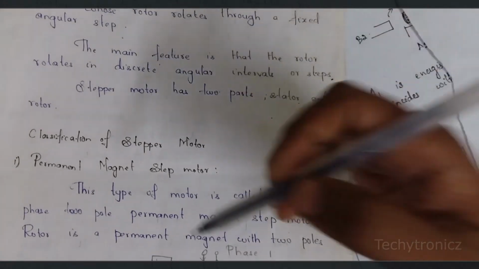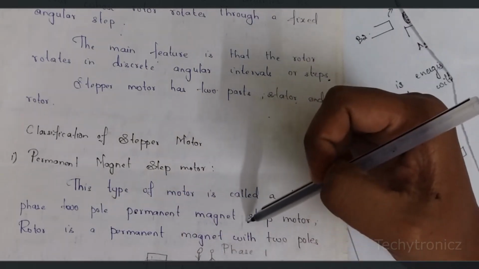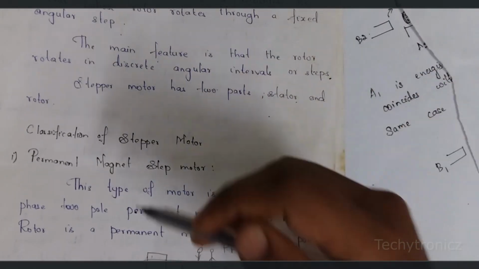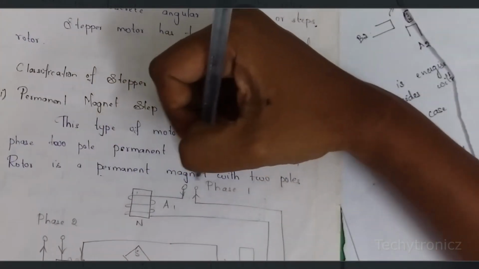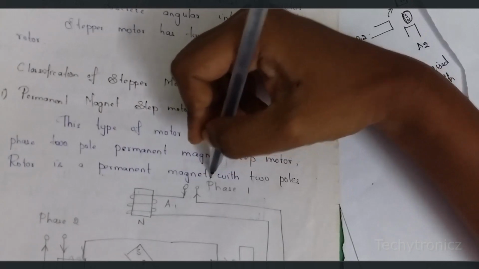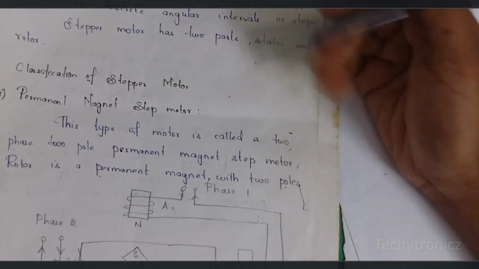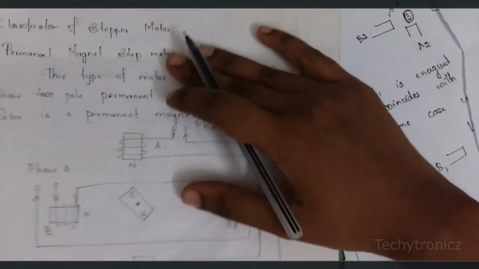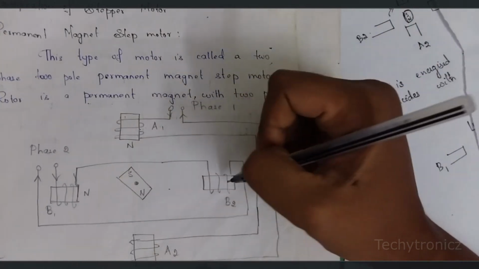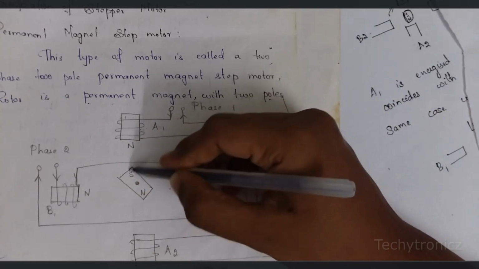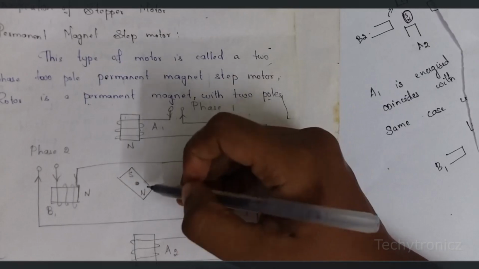This type of motor is called a two-phase, two-pole permanent magnet stepper motor. Permanent magnet stepper motor means we have a permanent magnet in the rotor. In this construction we have the permanent magnet with two poles. Consider the 4 stator poles A1, A2, B1 and B2. Inside the stator we have the rotor, and in the rotor the permanent magnet is fixed.